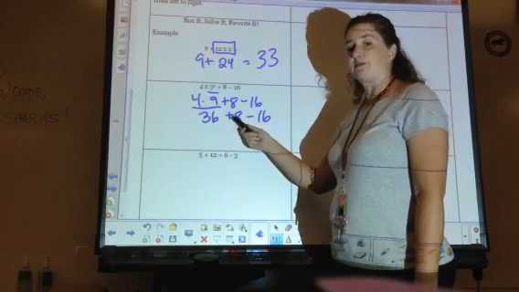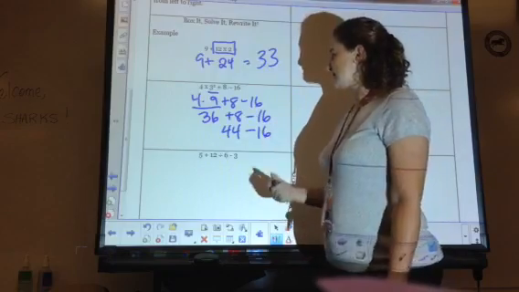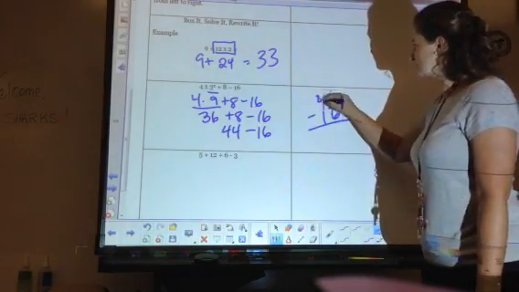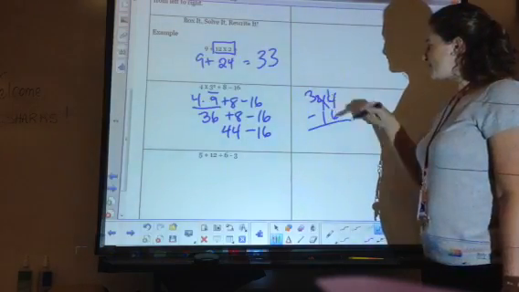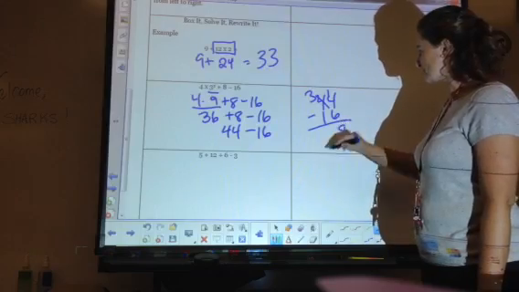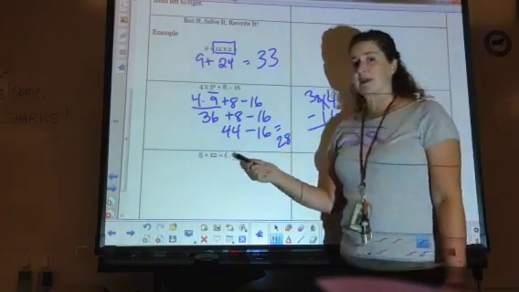36 plus 10 would be 46. If I go down 2, that's 44 minus 16. Now here's where I'm going to use this space. 44 minus 16. I borrowed from the 4 and I added 10 to 4, so it's 14. 14 minus 6 is 8, 3 minus 1 is 2. So that equals 28. You do this one and be very careful.